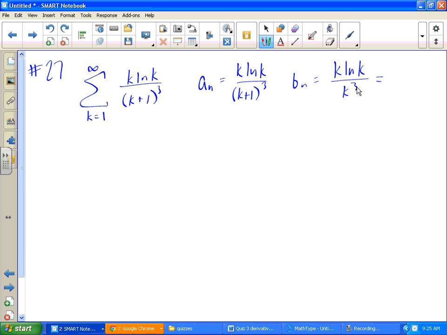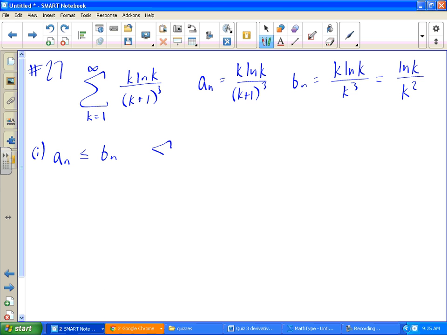There we go. The k and the k cubed will cancel to just give me natural log of k over k squared. All right, so looking at these, comparing these, which denominator is larger? A sub n's denominator is larger, so it's actually smaller, right? Okay, so using the comparison test, I'm using part I, if you're still using your note sheet there.